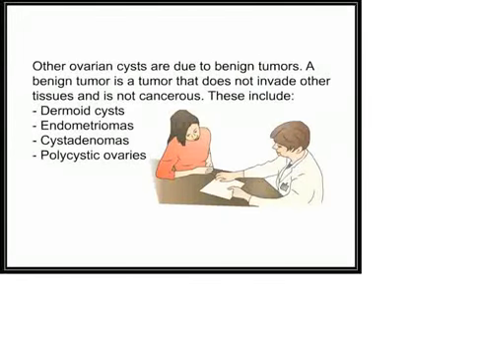Other ovarian cysts are due to benign tumors. A benign tumor is a tumor that does not invade other tissues and is not cancerous. These include dermoid cysts, endometriomas, cystadenomas, polycystic ovaries.